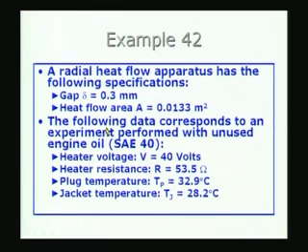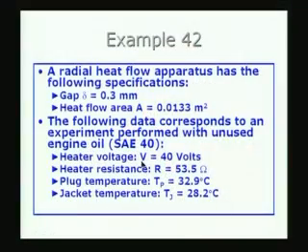And the data actually corresponds to an experiment that was performed with unused engine oil. The engine oil itself is characterized by SAE number 40, and it is taken from the can directly, a new can which is opened and directly taken, not used earlier. The experiment was conducted by supplying a heater voltage of 40 volts, and the heater has a resistance of 53.5 ohm, which is measured accurately. Actually, in this particular case, the manufacturer of the equipment specifies the voltage, specifies the resistance of the cartridge heater.